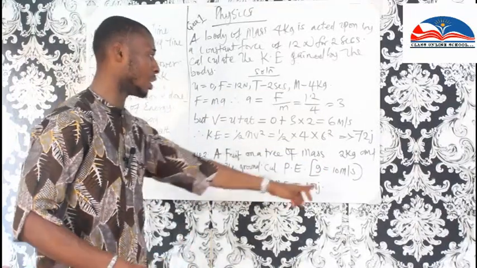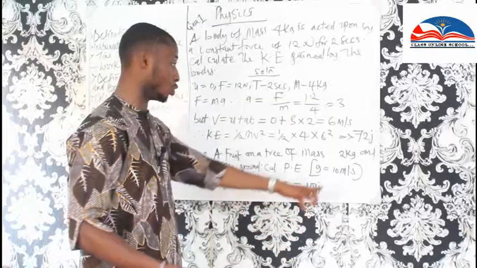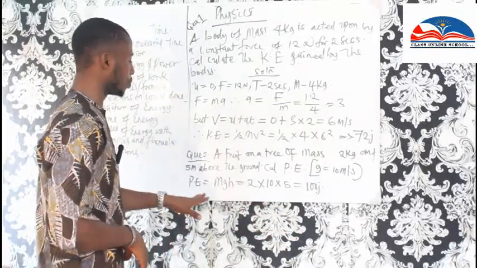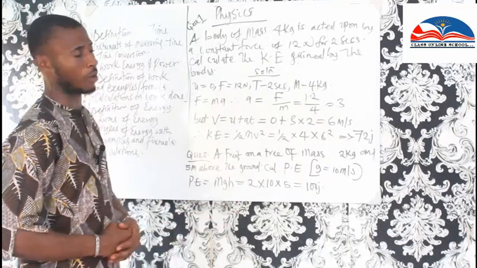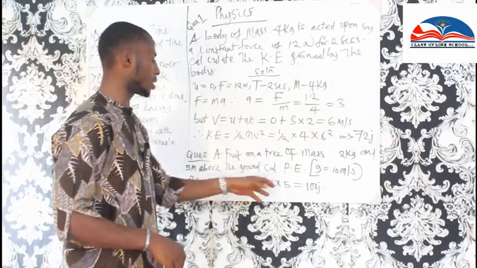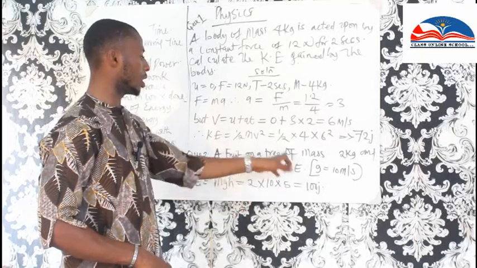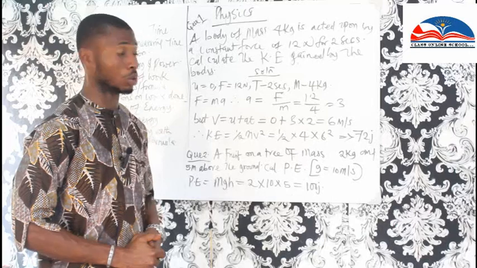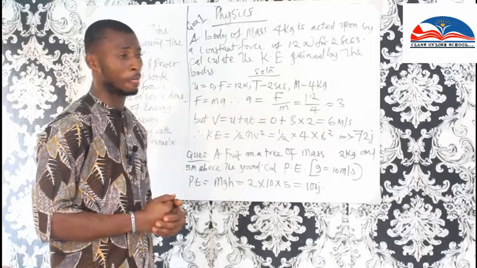Don't forget that they will give it to you. Even if they don't give it to you, just remember that g is equal to 10 meters per second squared. So let us input. mgh is our formula. Mass times gravitational acceleration times h, which is 5. If you press your calculator, you get 100 joules. That is it for potential energy.